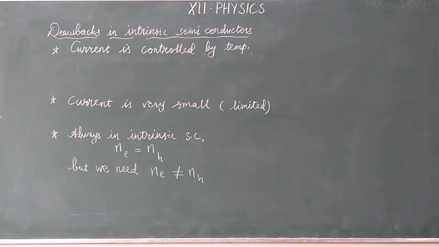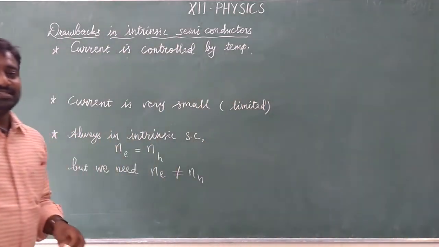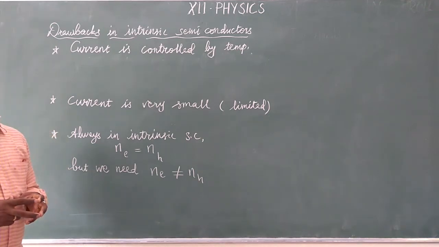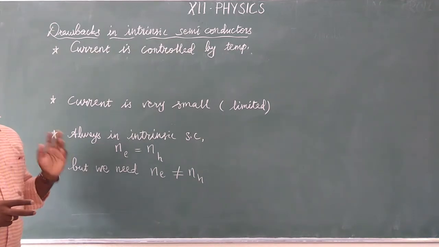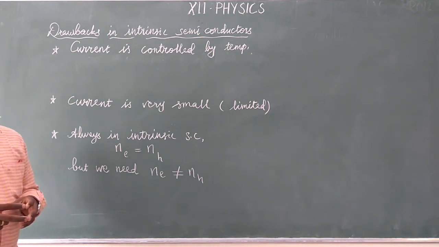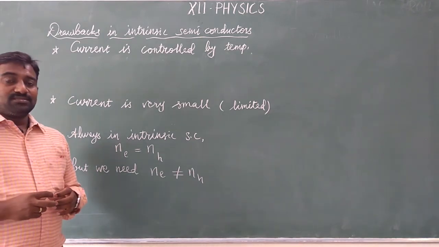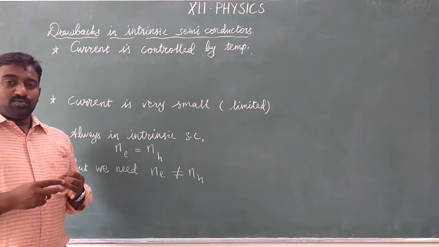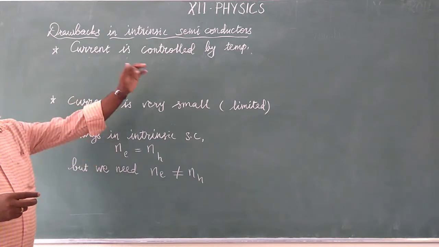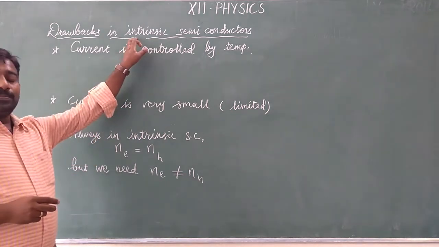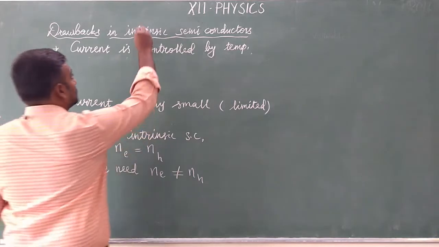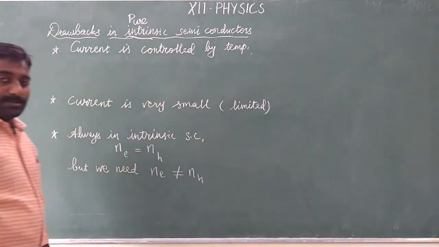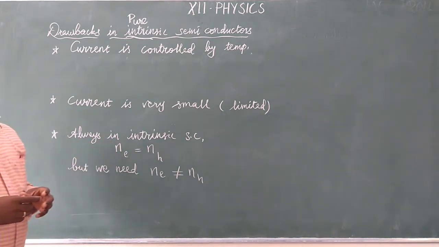Now we are going to study the drawbacks in intrinsic semiconductors. Last class we have seen the two types of semiconductors: one is intrinsic, another one is extrinsic. In intrinsic semiconductors, we have also seen the classification, that is elemental and compound. The intrinsic semiconductor is nothing but the pure form of semiconductor. So what are the drawbacks in this intrinsic semiconductor?